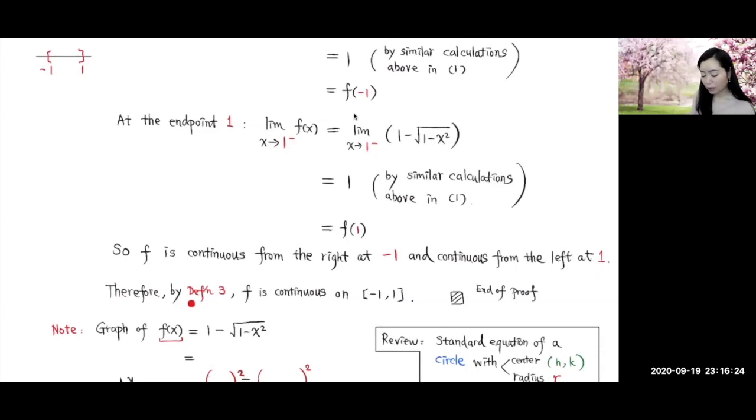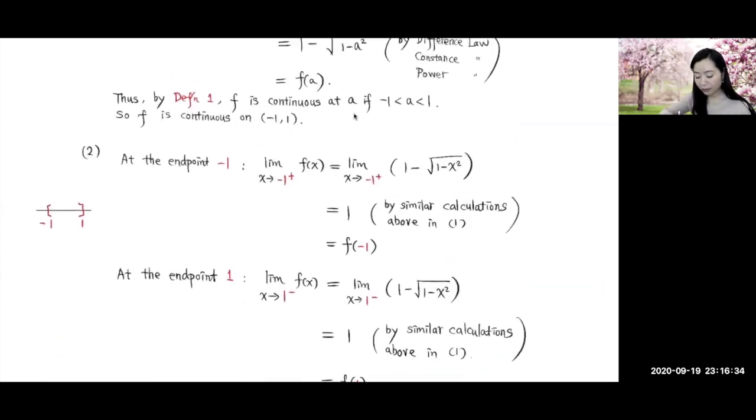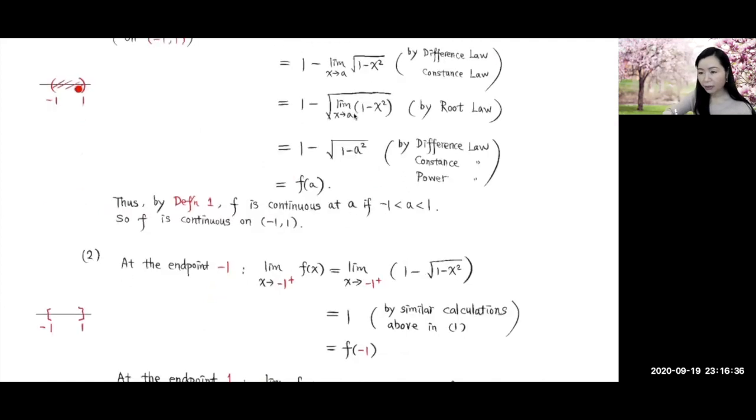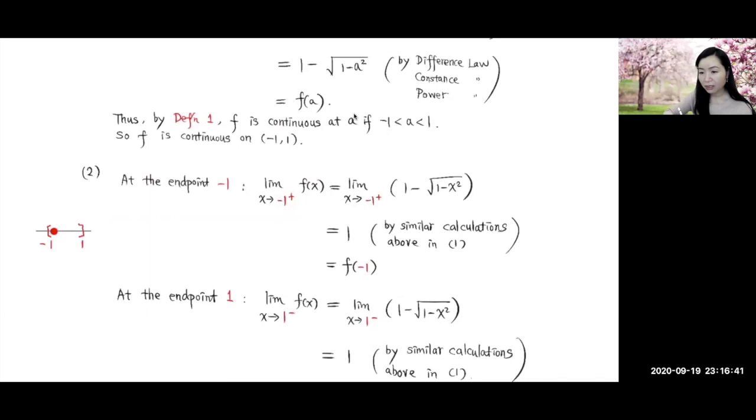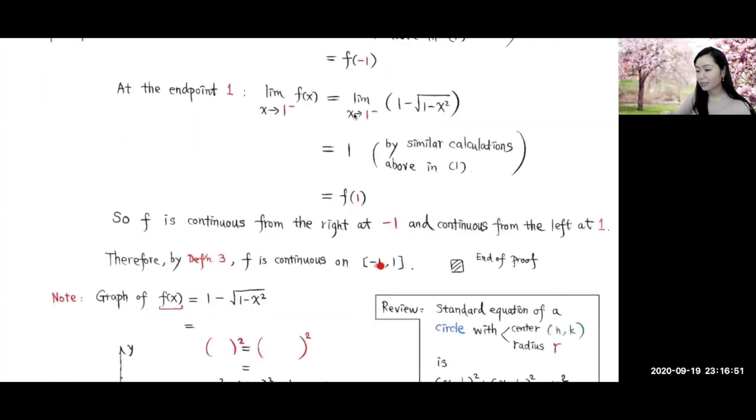So by definition 3, the function is continuous on this closed interval from -1 to 1 because it is continuous on every number on this open interval -1 to 1, and continuous from the right at this left endpoint, and continuous from the left at this right endpoint. So the function is continuous on this closed interval from -1 to 1. So this is the end of the proof.